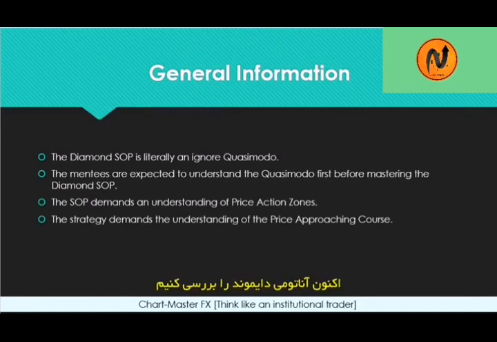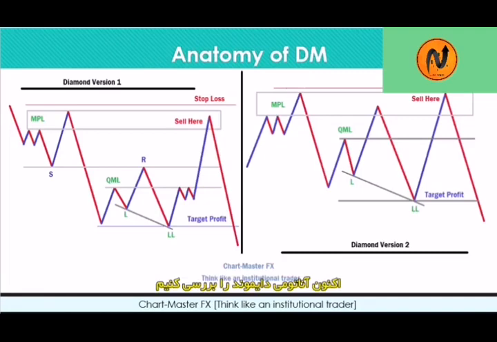We are now going to look at the anatomy of the diamond. So guys, here we are on the anatomy of the diamond setup. As you can see, for this course we are going to look at diamond version number 1 and diamond version number 2. There is a complicated diamond version that we trade with Chartmaster FX, but as I have alluded before, we are not going to look at that. We are only going to look at version 1 and version 2, and these are high probabilistic setups.